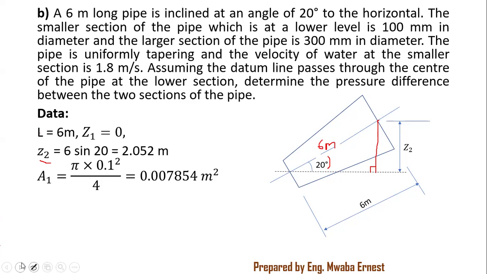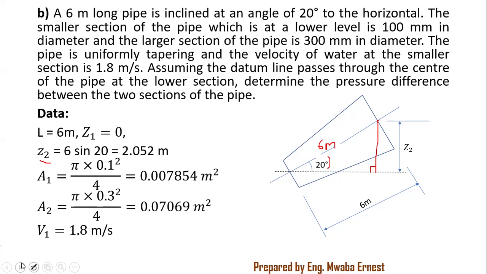Area 1. Our first area is pi times 0.1 squared over 4, which is giving us 0.007854. Then moving on, area number 2, we're just going to use the same formula, but changing the diameter, we say pi times 0.3 squared over 4. Our answer is 0.07069 square meters.